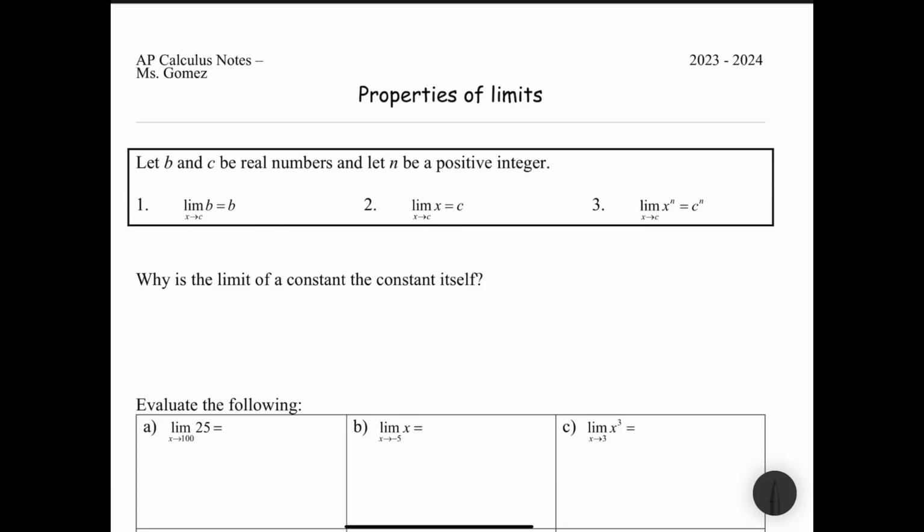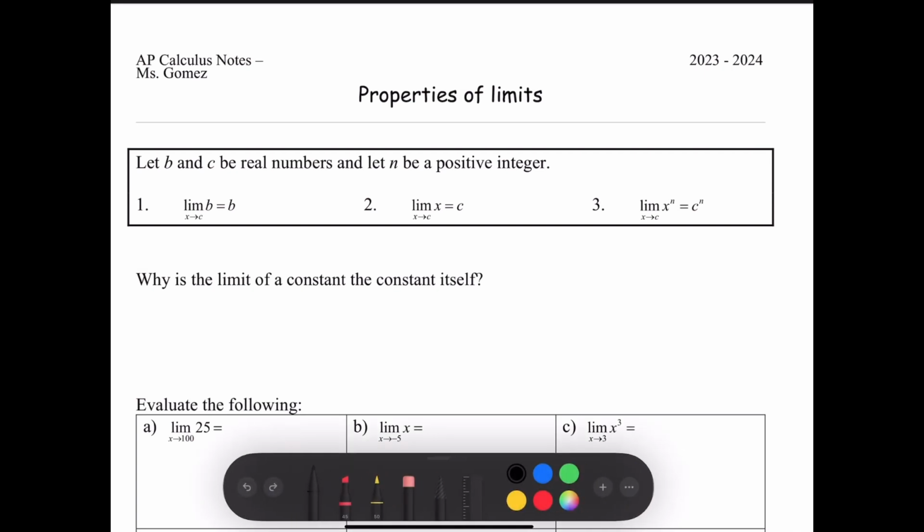Hello everyone, today we're going to be talking about the properties of limits. Our definition says, let b and c be real numbers and let n be a positive integer. And so we have three new properties of limits that we're going to be talking about today.